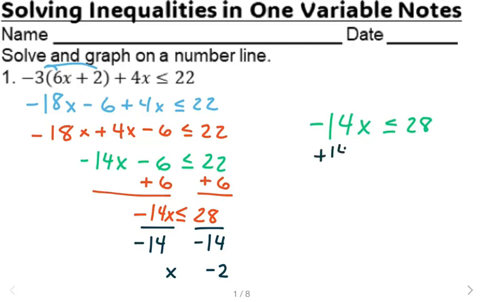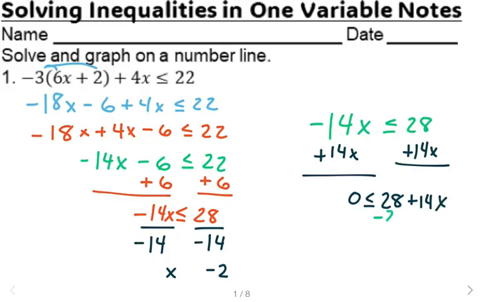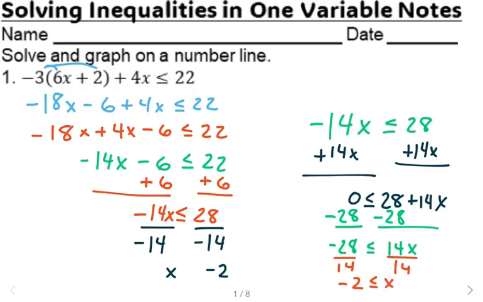Well, we'd have nothing on one side, and now we have a positive 14x being added to the 28. And then from here we could subtract 28. So this is getting the variable term by itself, but where it's a positive coefficient. And then we could divide by positive 14. And so notice what we end up with. Negative 2 is less than or equal to x. Well, that means the same as x is greater than or equal to negative 2.